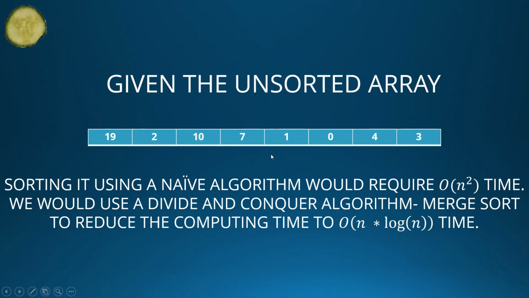Given the unsorted array 19, 2, 10, 7, 1, 0, 4, and 3, sorting it using a naive algorithm would require n to the power of 2 steps, because each individual variable in the array requires n work, because we need to compare it to all other n-1 variables. We would use a divide and conquer algorithm, merge sort, to reduce the computing time to O of n multiplied by log n time. Let's see it.